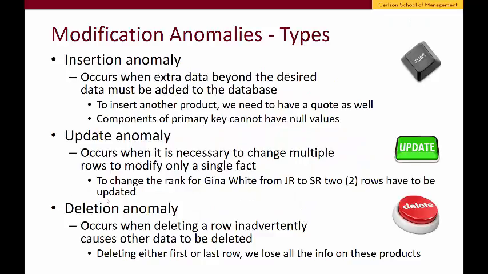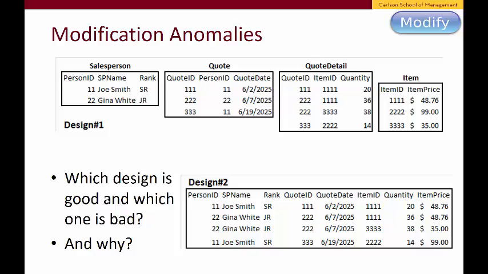Okay, an insertion anomaly occurs when extra data beyond what we want to add must be added to the database. If we wanted to add another product, okay, let's go back here. If we wanted to add another product with item ID 4444 and the price $50, we would also have to add a quote for that product, because that's what the quote ID over here and item ID would mandate, because they are a compound primary key, and no part of the primary key can be null.